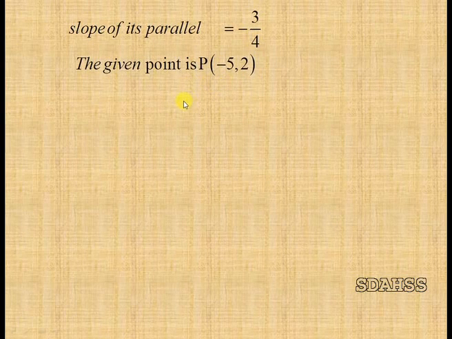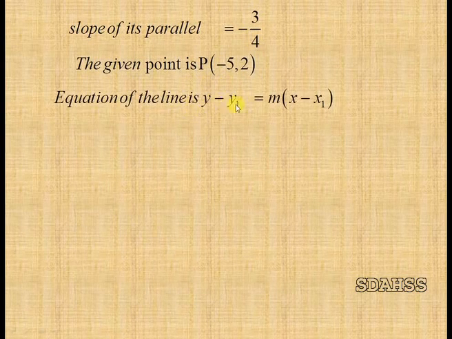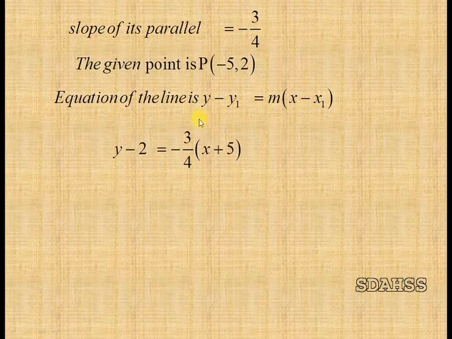Use the slope point formula, that is y minus y1 is equal to m into x minus x1. Substitute the values. So this equation becomes y minus 2 is equal to minus 3 by 4 into x plus 5, since x1 is minus 5, so plus 5.